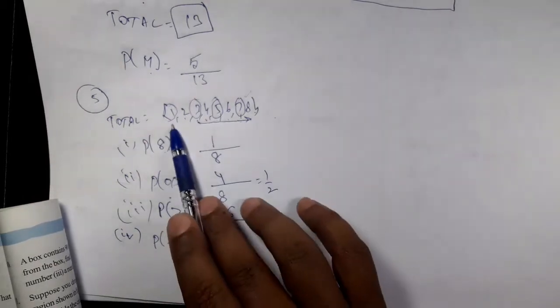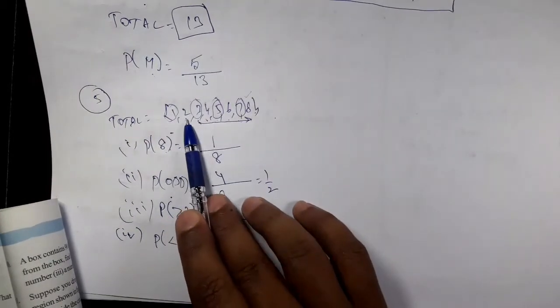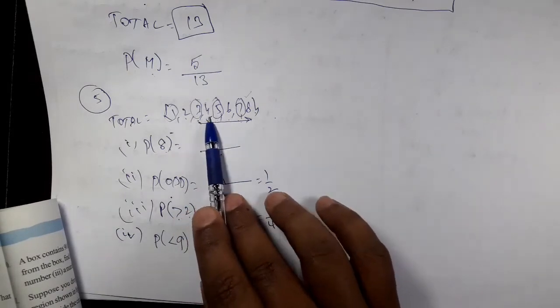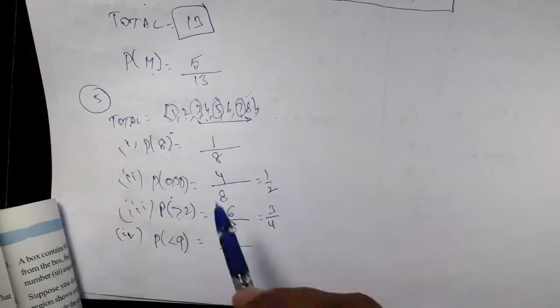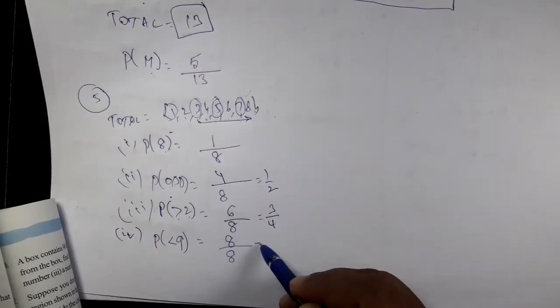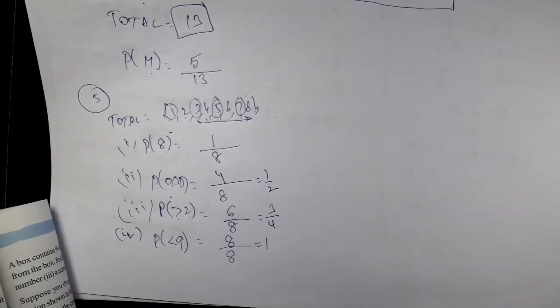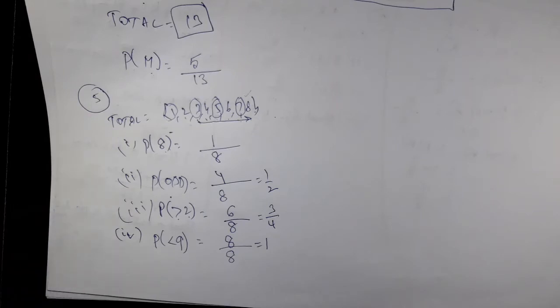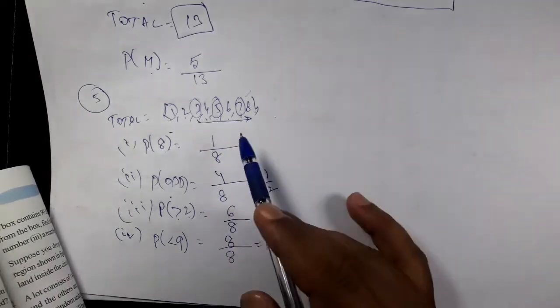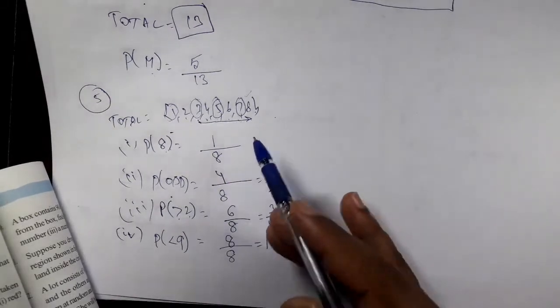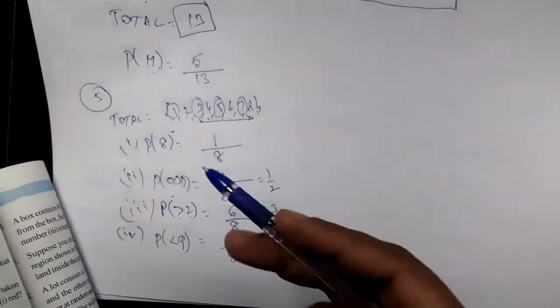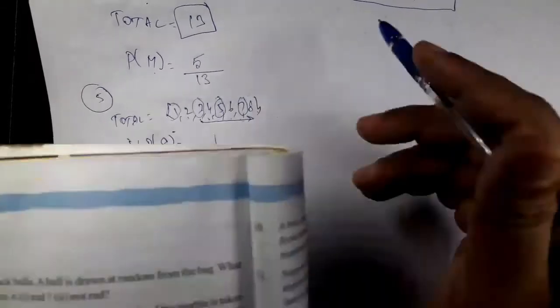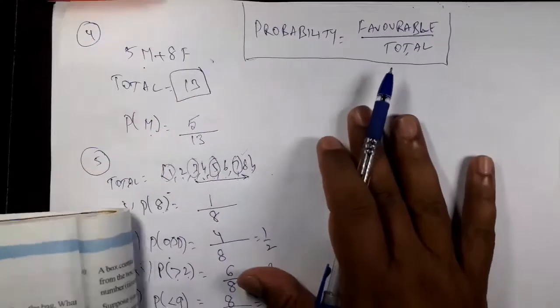Tell me, is it less than 9? Yes. Is it less than 9? Yes. Yes. Yes. Yes. Yes. All 8 are favorable. So numerator is 8. So that is 8 by 8. That is one, a sure event, right? Obviously, if I put the same question like this, probability of getting a number which is less than 1 lakh, obviously, yes, all are favorable. 8 by 8, 1. Sure, right. Question number 5 is this, right? Next, coming to question number 6.